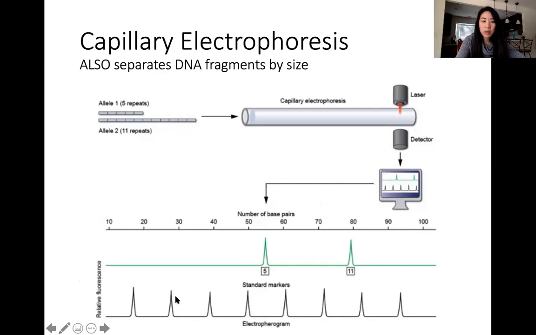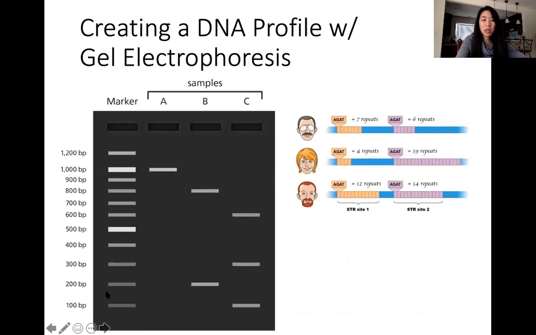So the way you read this is you have the number of base pairs on the top. You have this pattern on the bottom, which they call standard markers. It's letting you compare to something, so you know how to compare the lengths of the fragments. It's like a known ladder. We call it a known DNA ladder.